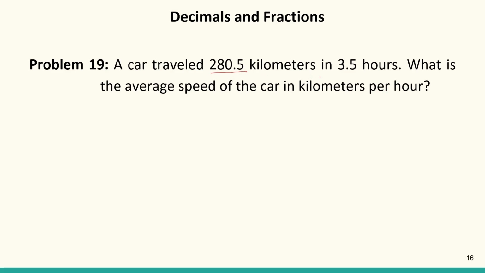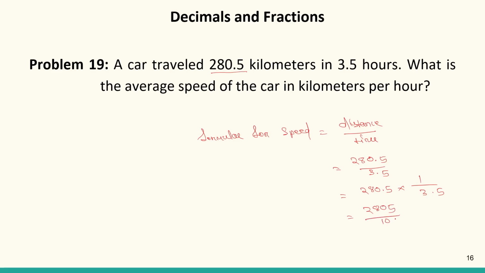Here, we know the formula for speed. Speed is equal to distance by time. So this is equal to 280.5 by 3.5. So what we can do is write this as 280.5 into 1 by 3.5. We can write this as this.